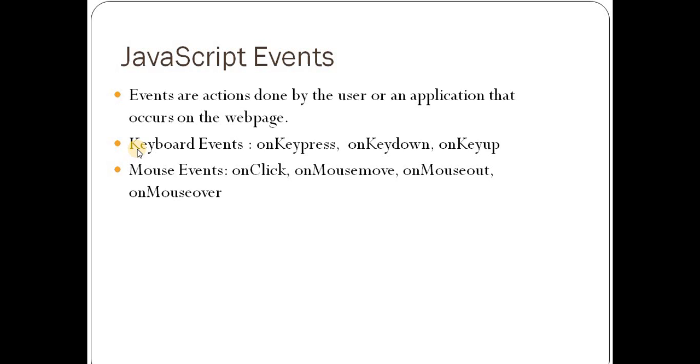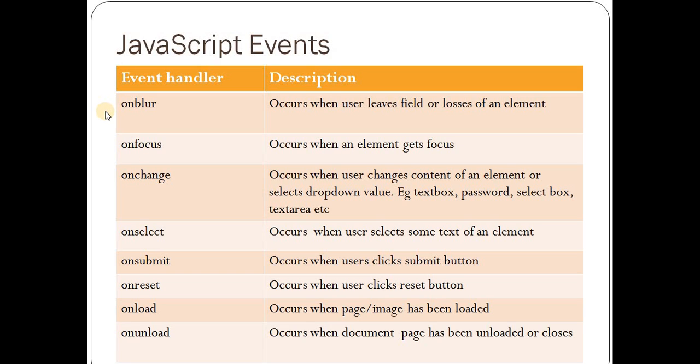So, events that we have studied are keyboard events: on key press, on key down, on key up; and mouse events: on click, on mouse over, on mouse out, on mouse move. These are the different mouse events that we have seen. Now we have more events that we have to study.